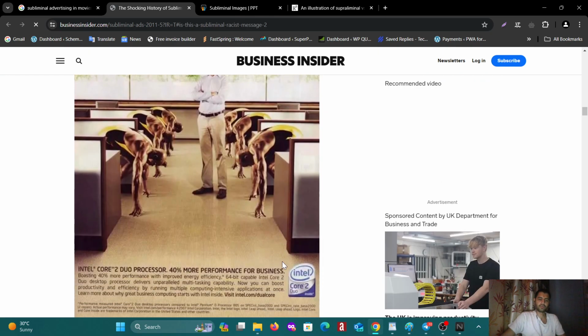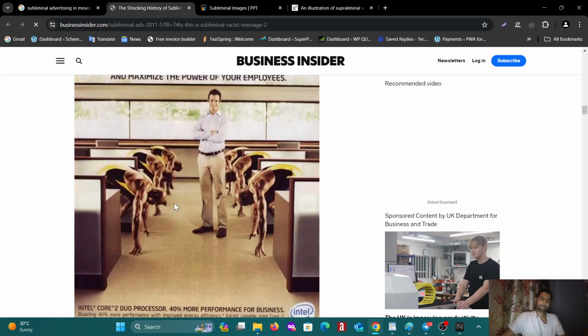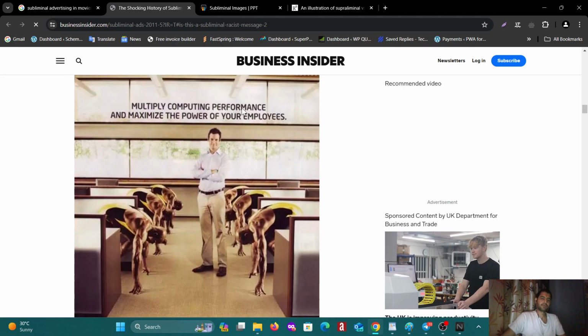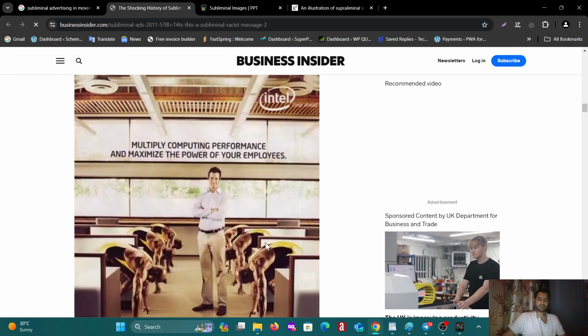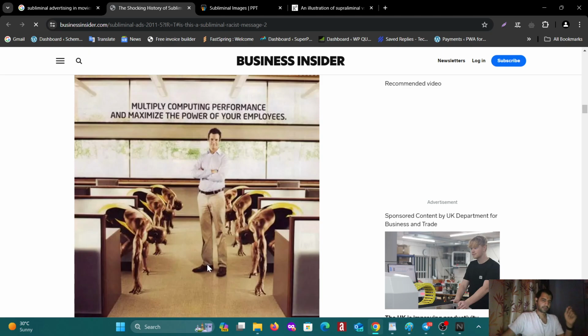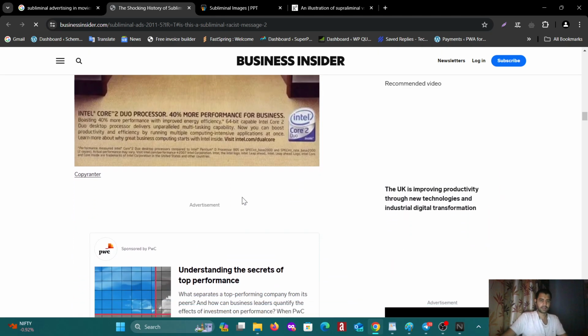So it's an Intel Core 2 Duo actually. Now you can see what it's saying: "Multiply computing performance and maximize the power of your employees." Okay, this sounds good. It is talking about the processor. However, if you look at what it is unconsciously trying to portray, it is a white man, and the black men are subdued. The white man is subduing the black men, or the black men are in awe, surrendering themselves to the white man. This is the sense of the subliminal effect.